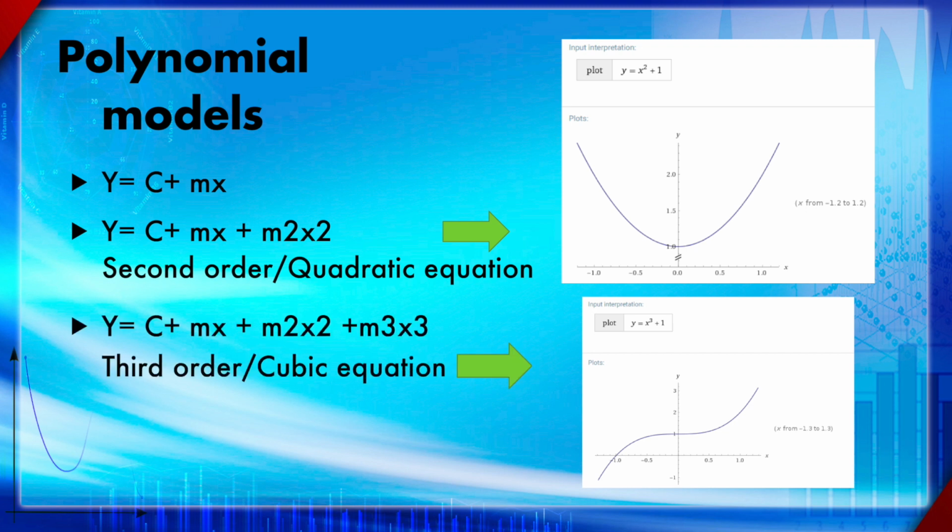Another kind of equation is one with the cube in it: y is equal to c plus mx plus m2x squared plus m3x cubed. That is basically the third order equation, or cubic equation, another type of polynomial equation. Polynomial regression can be used, but unfortunately this kind of polynomial regression doesn't have much application in biology. Biological systems tend to be a lot more complicated, so we really need more complicated nonlinear equations.